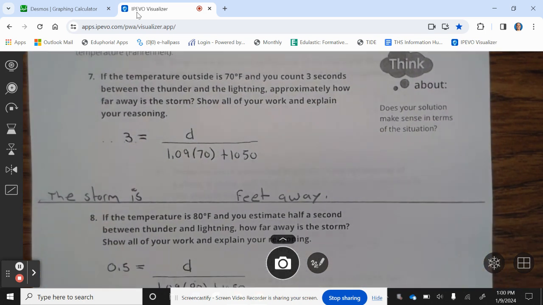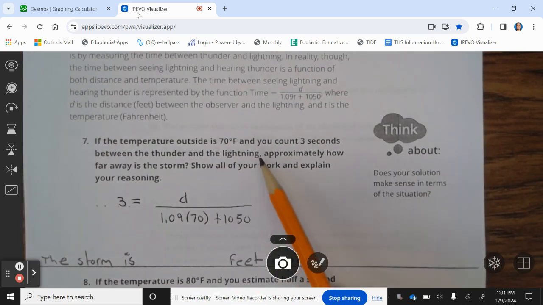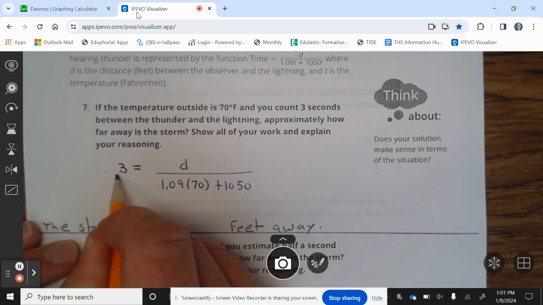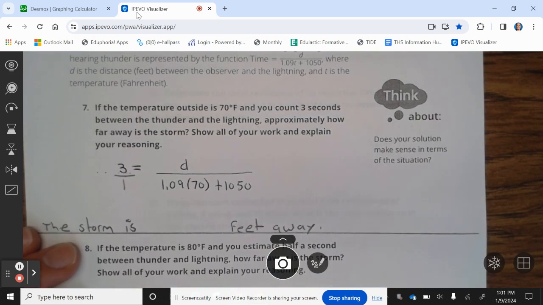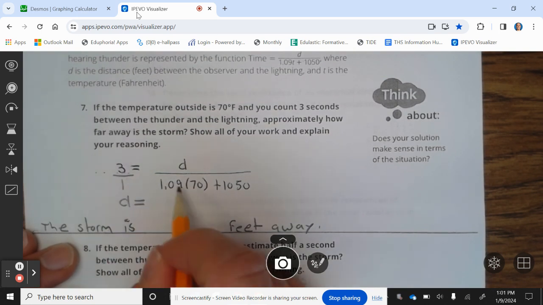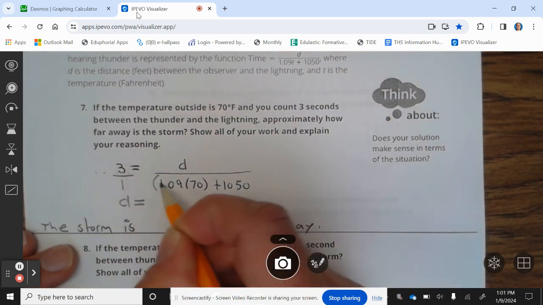7. If the temperature outside is 70 degrees Fahrenheit and you count 3 seconds between the thunder and the lightning, approximately how far is the storm? Show all your work and explain your reasoning. So substituting these values into this equation, we get 3 equals d divided by 1.09 times 70 plus 1050. At this point, we can cross multiply. So d times 1 is d equals 3 times this. Let's put that in parentheses.